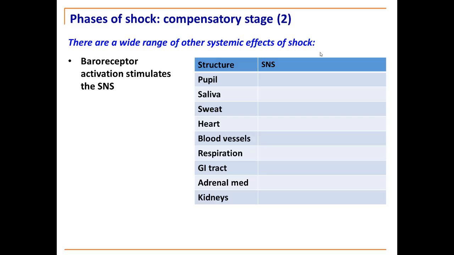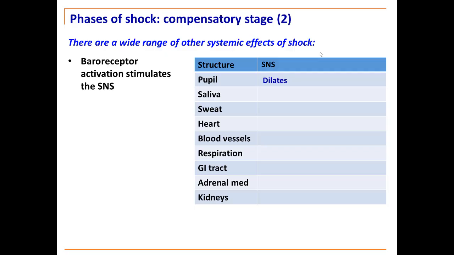So there are a wide range of other systemic effects of shock, as you might expect. And we've got this baroreceptor activation stimulating the sympathetic nervous system, and of course it's a stressful situation. So just thinking about it, what are some of the things that will happen because of this sympathetic nervous system activation and the release of adrenaline as well, of course? So take a look at this table and complete it. We're just saying what's happening at the pupil, what's happening to saliva, sweat, what's happening at the heart, blood vessels, etc. So press pause, have a little bit of a think and a reminder of what the sympathetic nervous system does.